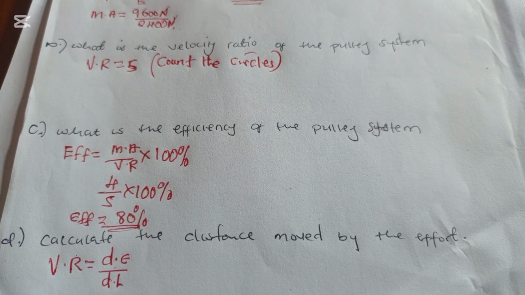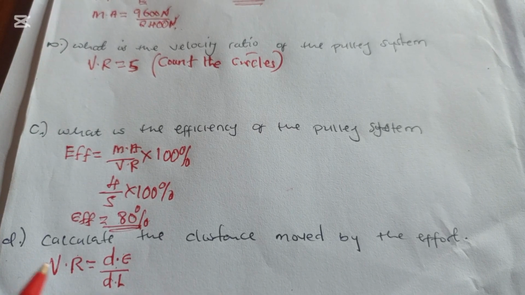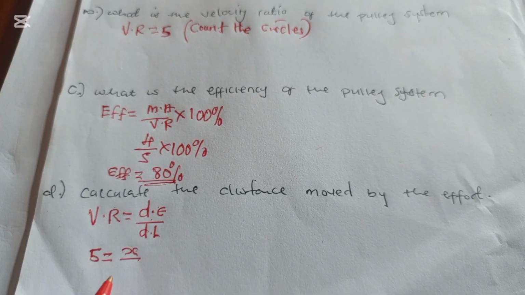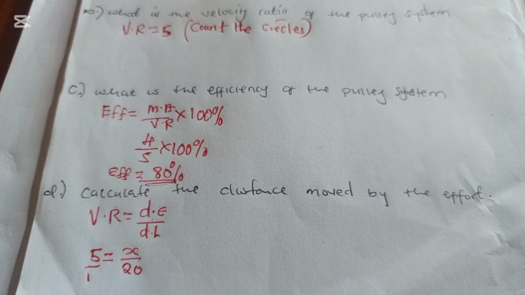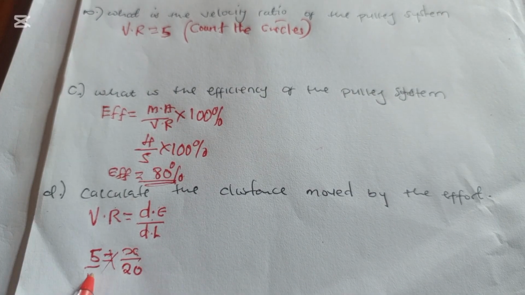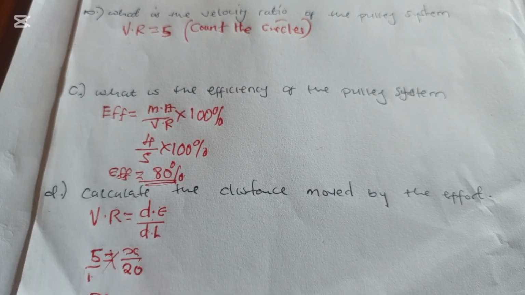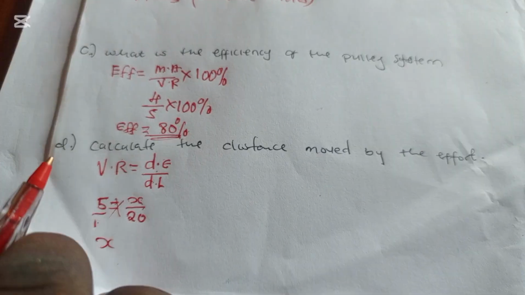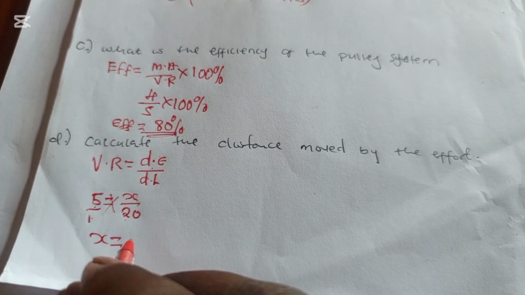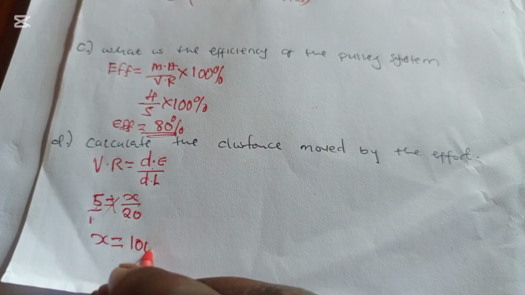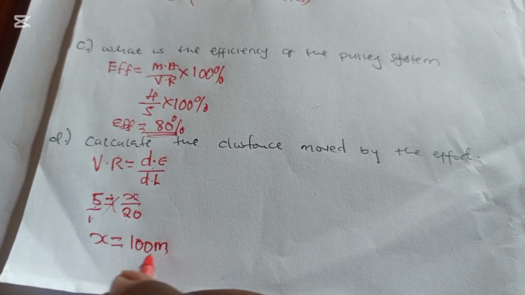then over the distance moved by load, as I said, it's a perpendicular distance or the vertical distance, which is 20 meters here. So we put 20 here, then over 1, then it goes multiply here. So 1 times x, it will be x. So our x will be equal to 5 times 20, which is 100. So the answer is 100 meters.